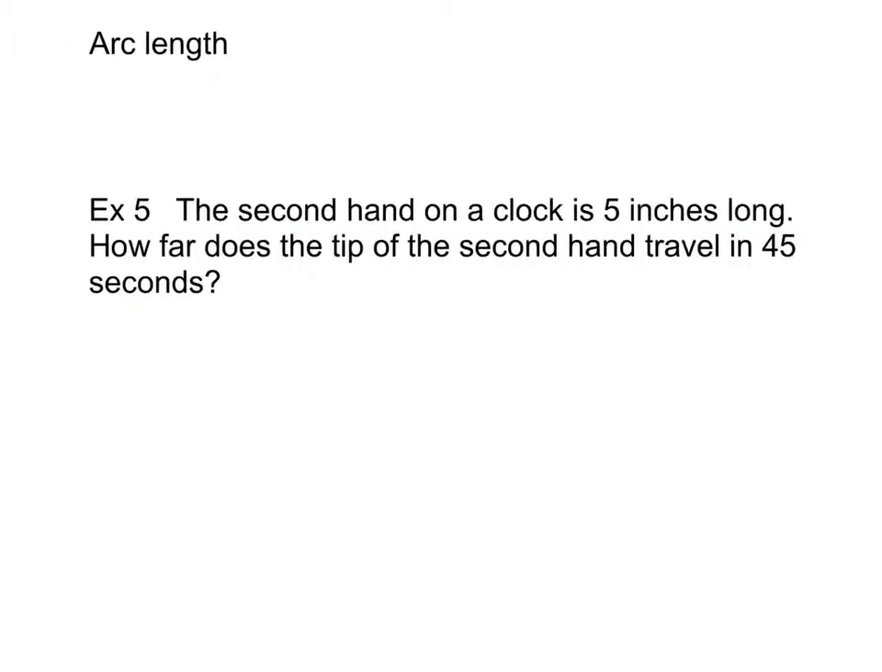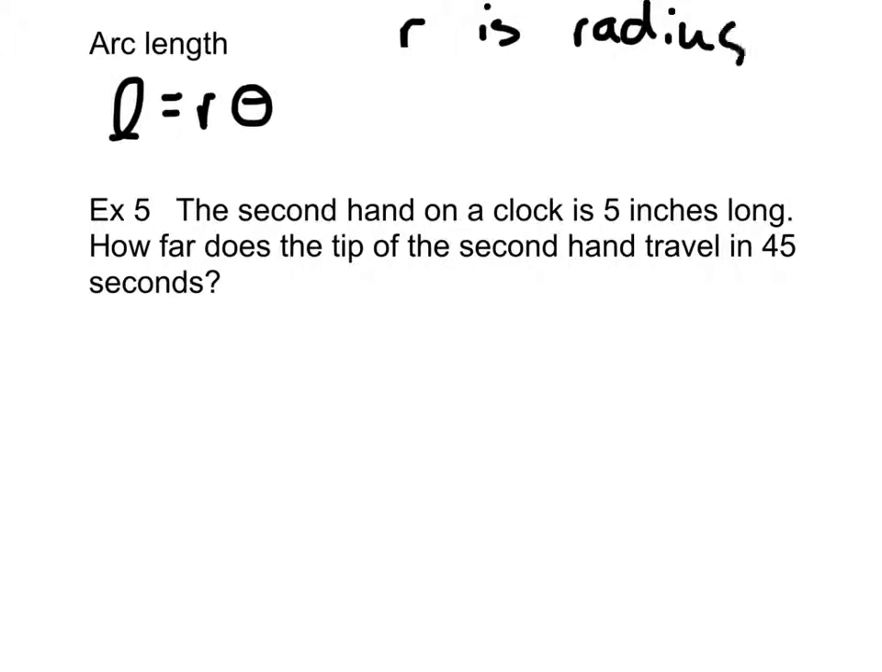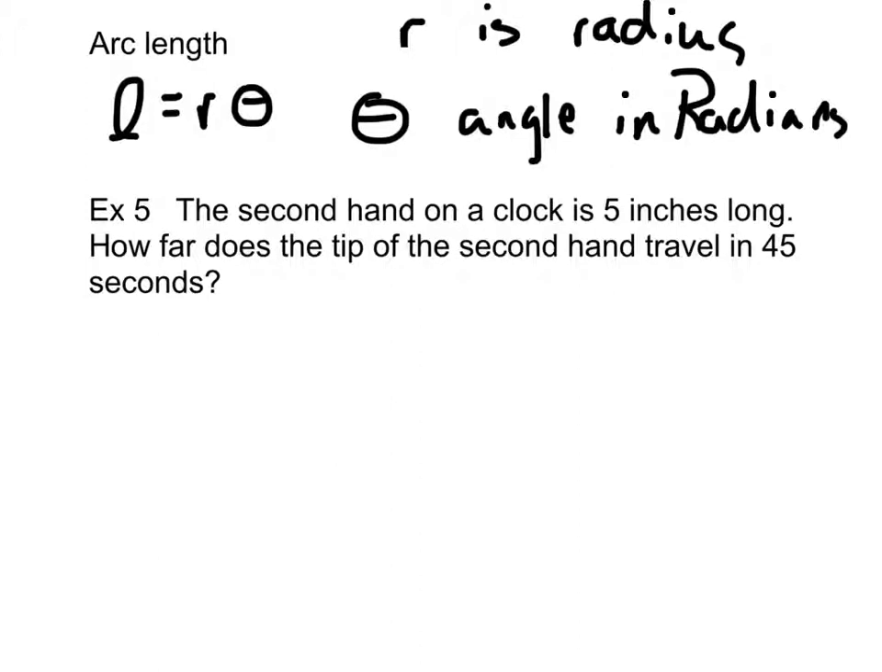Arc length is given by the formula L equals R times theta. R is radius, theta is the angle in radians. That's important. It must be in radians to do arc length. An example: the second hand on a clock is 5 inches long. How far does the tip of the second hand travel in 45 seconds?